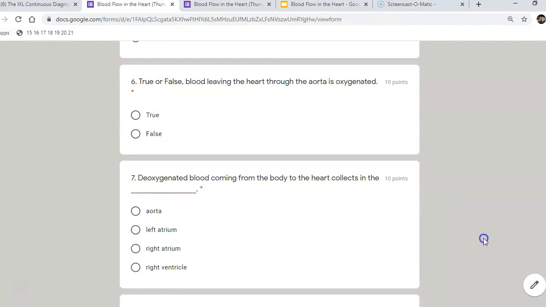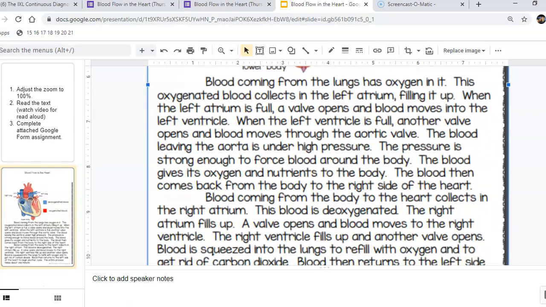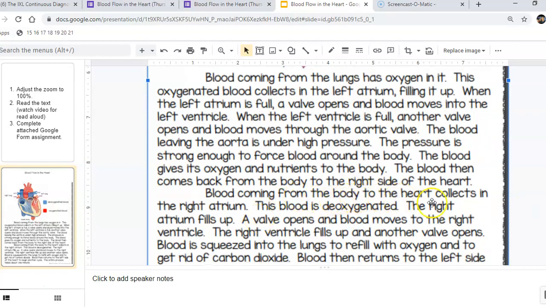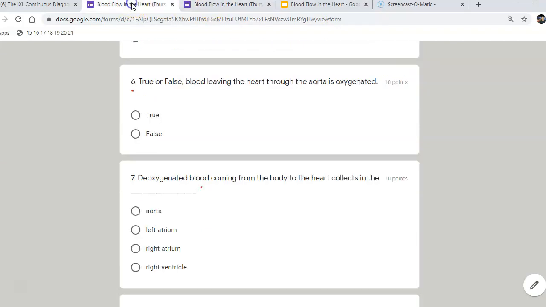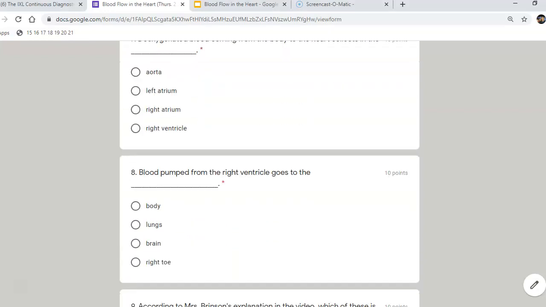So true or false? Number 7, deoxygenated blood coming from the body to the heart collects where? And that's straight out of the text. Blood coming from the body to the heart collects in the blank, and that blood is deoxygenated, the second sentence tells us. I'm just going to get rid of that because that is distracting me. Number 8.